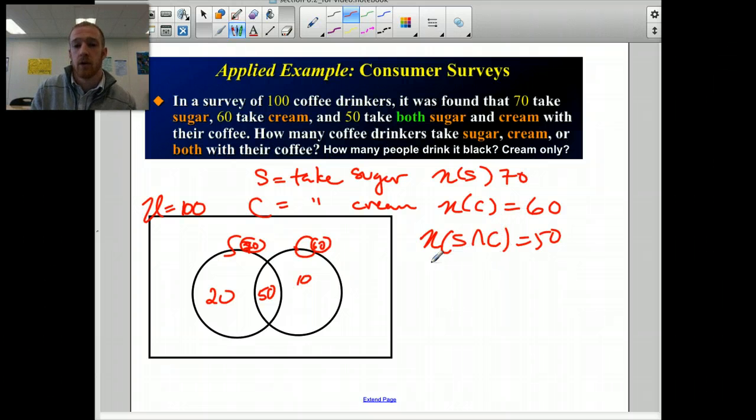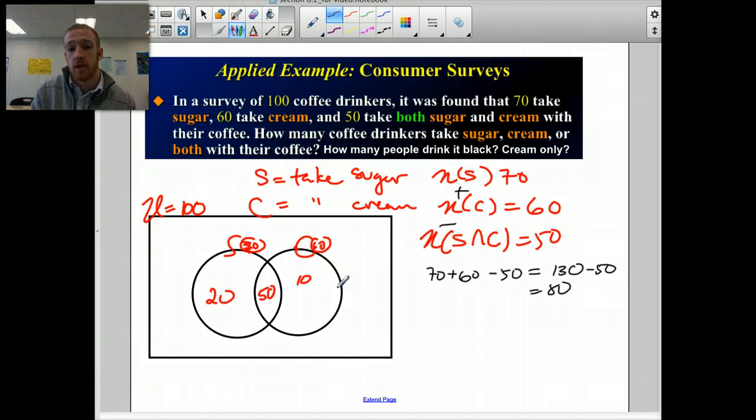So if we wanted to know how many take one, the other, or both, we can just use our formula, which says it's the number that take sugar plus the number that take cream minus the number that take the intersection, which would be 70 plus 60 minus 50, which is 130 minus 50, which is 80. Does that make sense to this Venn diagram, which I know the Venn diagram's right? 20 plus 50 is 70, plus 10 is 80. So we get the same thing. The union, remember, is the one that takes one, the other, or both. So that would be our union.